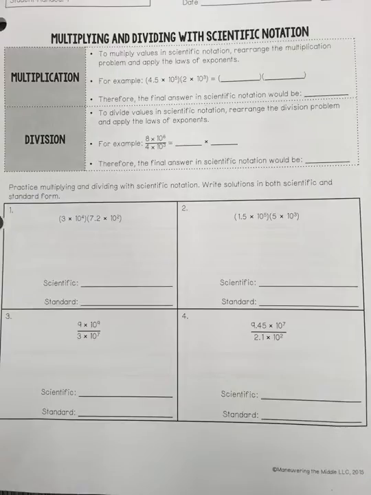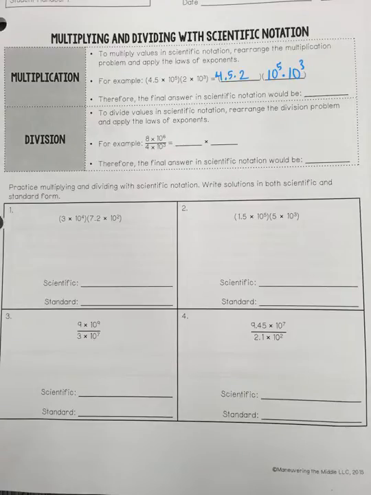So in this very first example that we see here, let me go ahead and get my pointer out. 4 and 5 tenths times 10 to the 5th times 2 times 10 to the 3rd. What we would do here is rearrange it so that we have our regular numbers being multiplied by each other. So 4 and 5 tenths times 2 times, then now we're going to multiply our powers of 10. So 10 to the 5th times 10 to the 3rd. And again, we're able to do this because we can rearrange multiplication due to the commutative property.